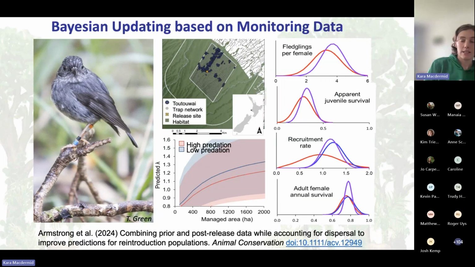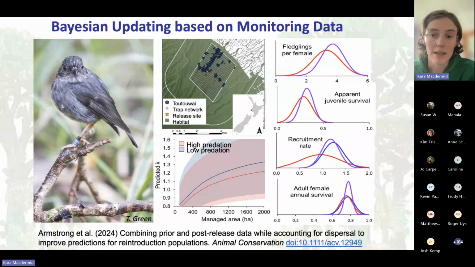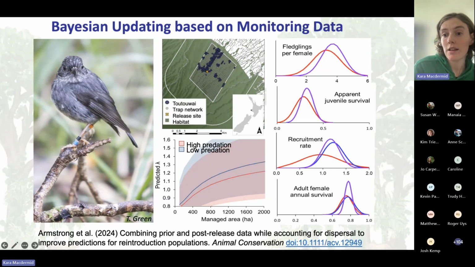Doug and Zoe and the others have recently published a paper on updating of this prior model with the Bayesian methods from data collected after release. So these graphs at the right here show how understanding of parameters differs depending on whether you just use the prior data, which is in red, or site-specific data, sorry, which is in blue on some of the graphs there, the bottom two, or combine them, which is in purple.